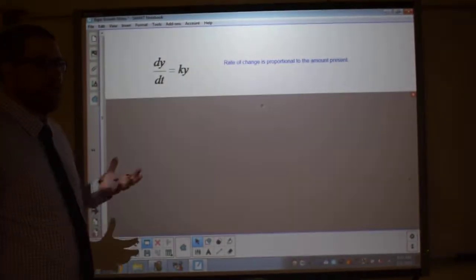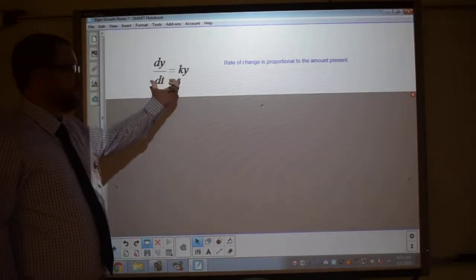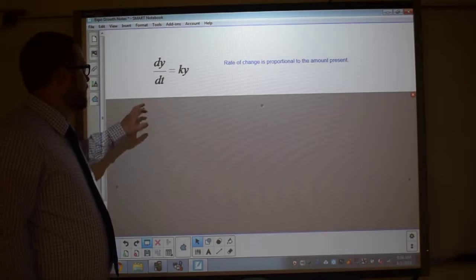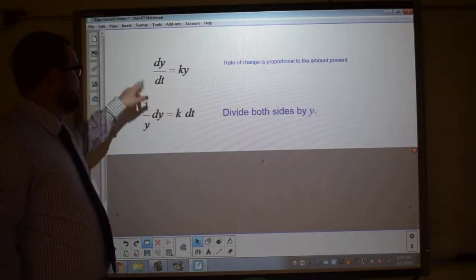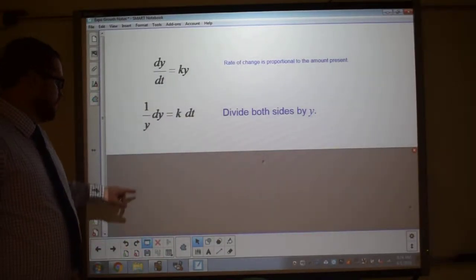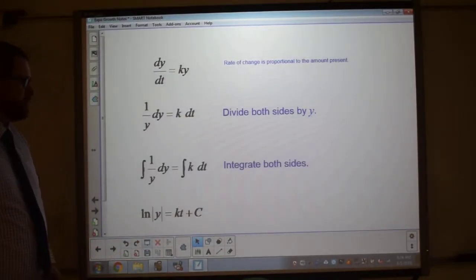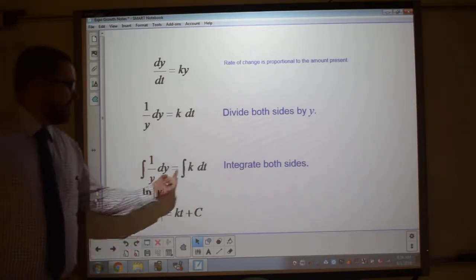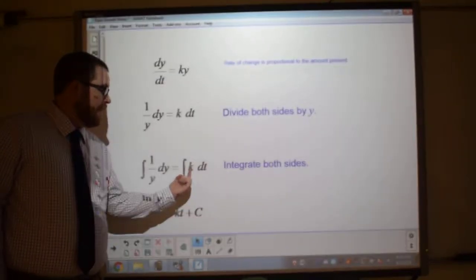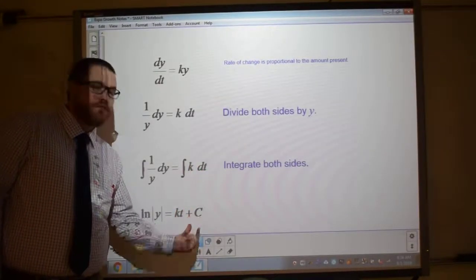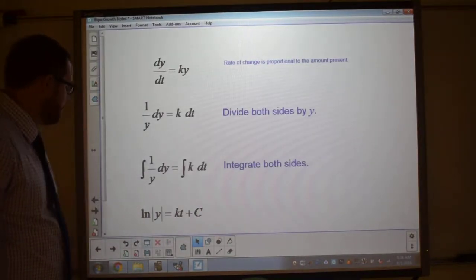So let's solve this using calculus. This is a differential equation. I want to solve it for y equals. So I'm going to separate my variables. I'm going to move the 1 over y over here. The k stays here, and the dt goes there. Now I'm going to integrate both sides. The antiderivative of 1 over y is the natural log of y. K is just a number, so if I integrate a number with respect to dt, this will be kt, and I'll have plus c because I need the constant out there.